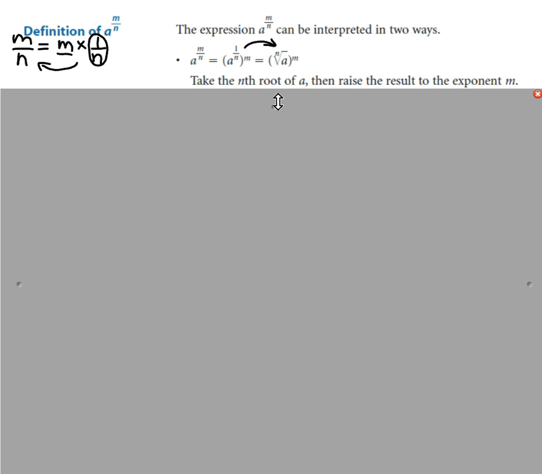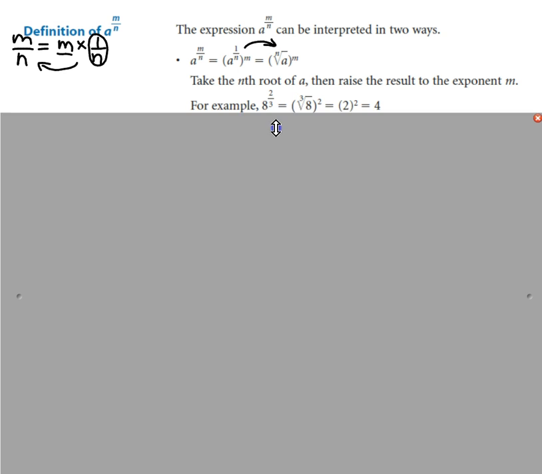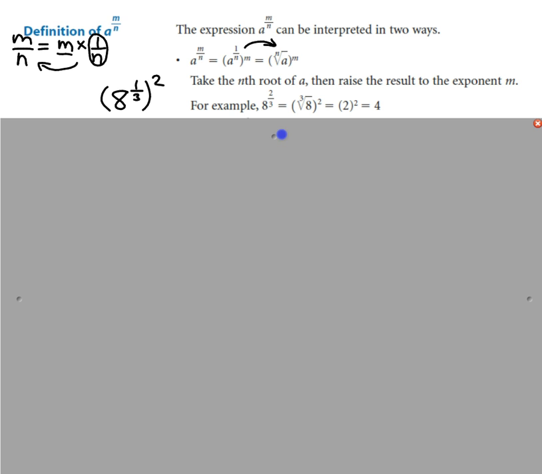Another way we could interpret this, here's an example. Okay, so the first interpretation is, let's say we have a base 8 and exponent of 2/3. We could take this and write it as 8 to the 1/3 all squared. Okay, 1/3 times 2 is 2/3. We know how to handle an exponent of 1/3. It's the third root. That's what's done here. We know how to square something afterwards. That's what's done here. Okay, the answer would then be cube root of 8, which is 2, squared is 4.